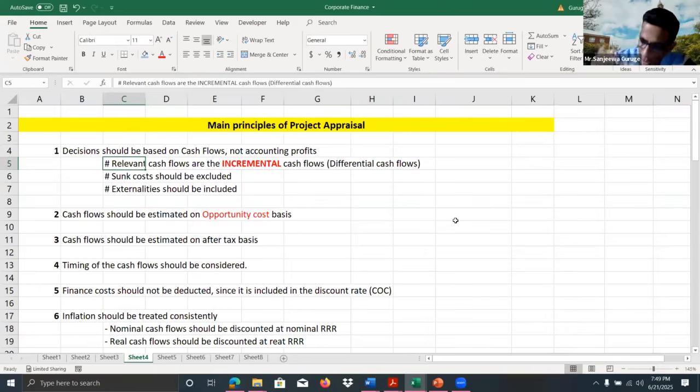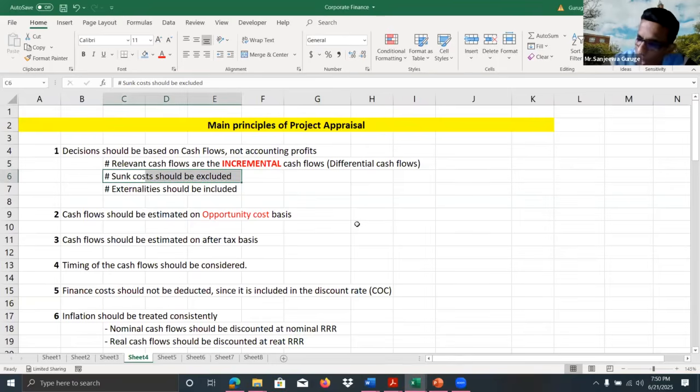Incremental means what? Due to the acceptance of the project, there should be a change. And that is the key principle. The cash flow will be relevant only if it is incremental. Another term is differential, right? In addition to that, there can be certain cash flows that, whether the project is accepted or not, cannot be changed. That's what you call sunk cost. If there is a sunk cost relating to the project that you analyze, that should be excluded. That is not relevant, because sunk cost is not incremental, right? So therefore it should not be considered.